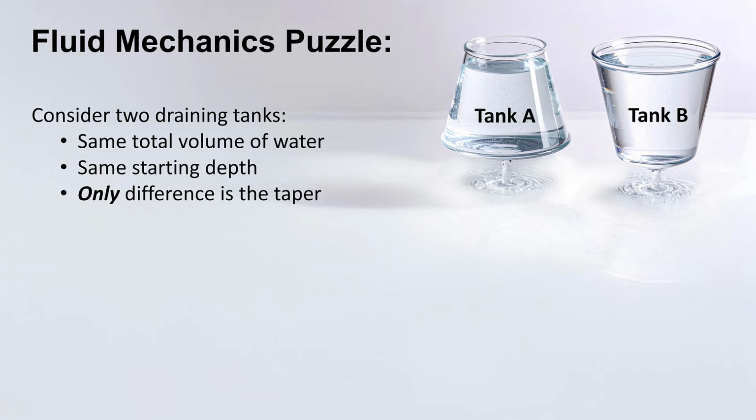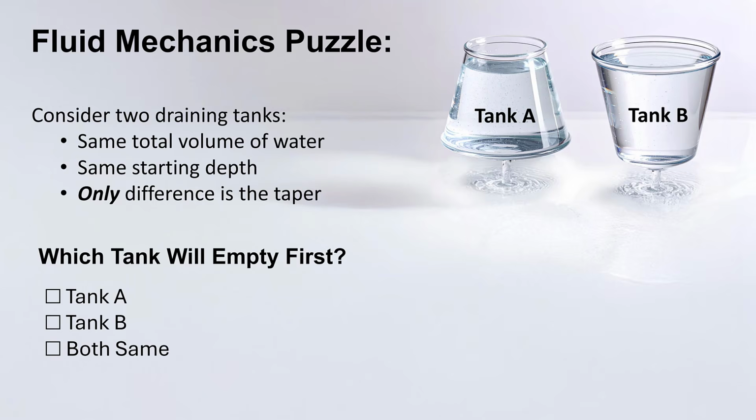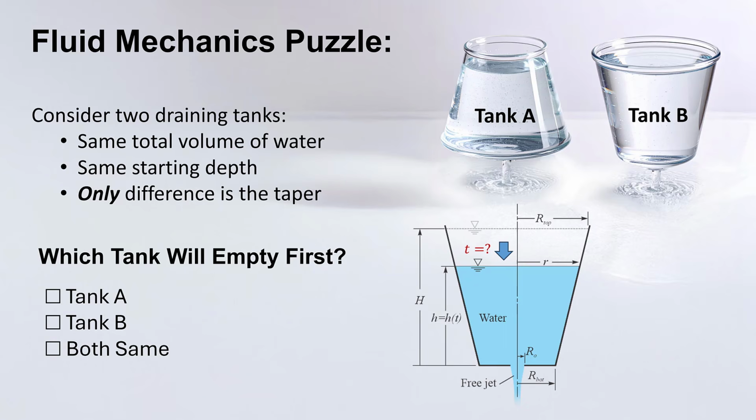Two open-top tanks with the same volume of water drained by gravity. The two tanks are identical except for the direction of taper. And the question is, which tank drains first, or do they drain at the same rate?